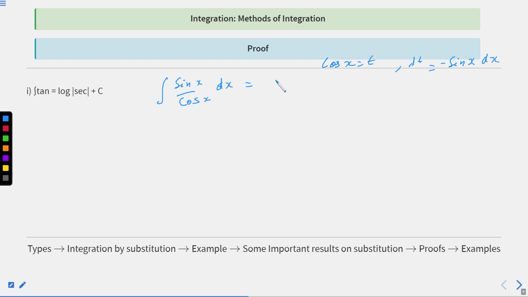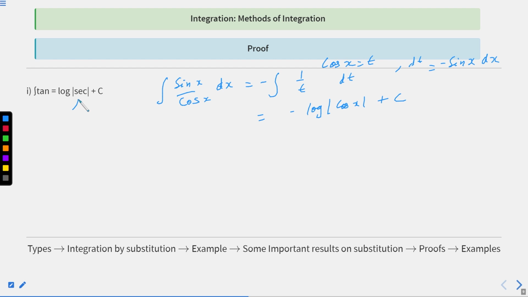This means you can replace sin x dx by minus dt. So this will be minus of integration of 1 by t dt, and you know 1 by t integration is direct, which is log of mod t, and t is cos x. So it is just minus log of mod cos x plus some constant. So this will be your answer.